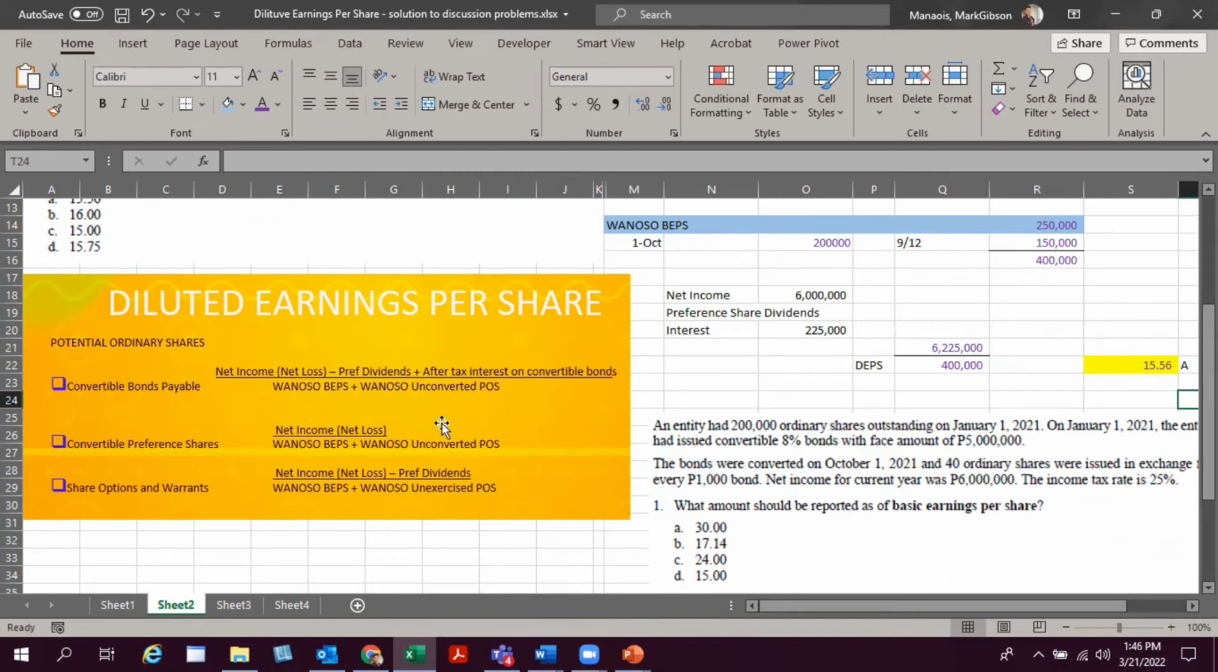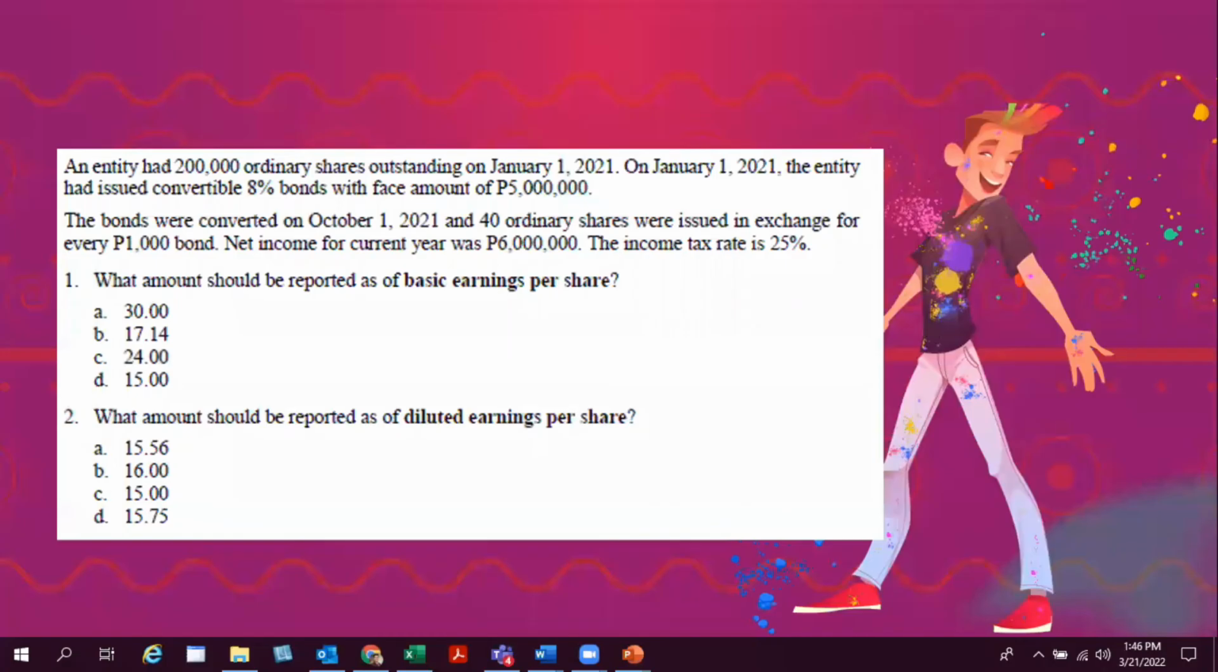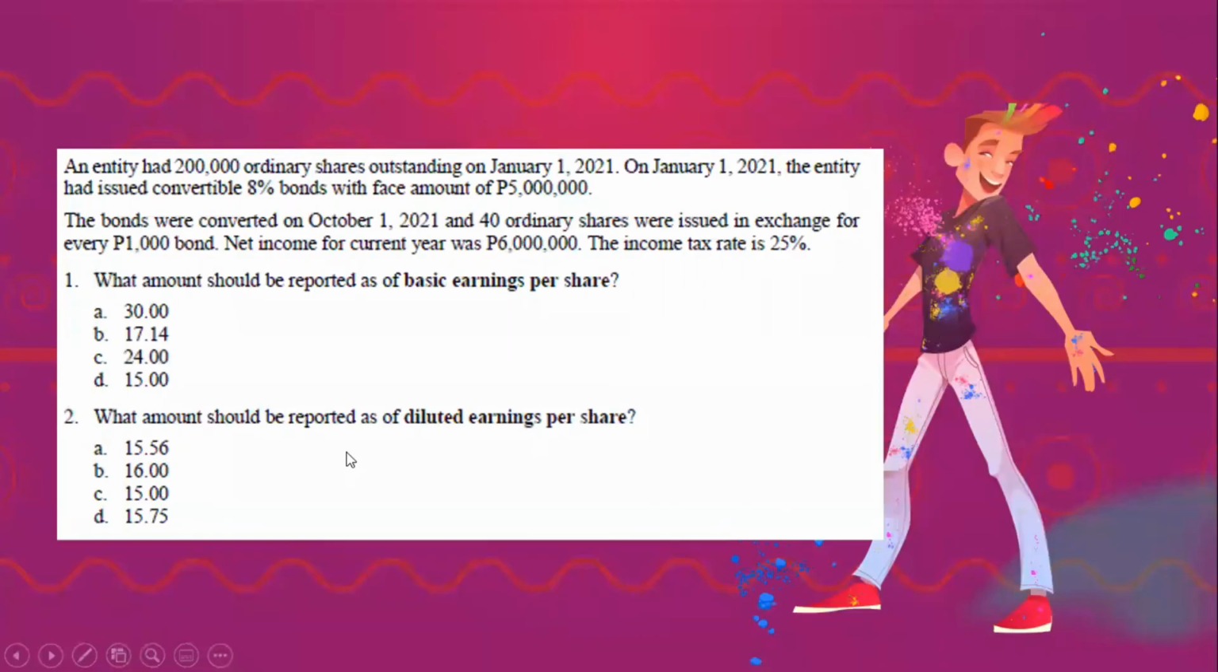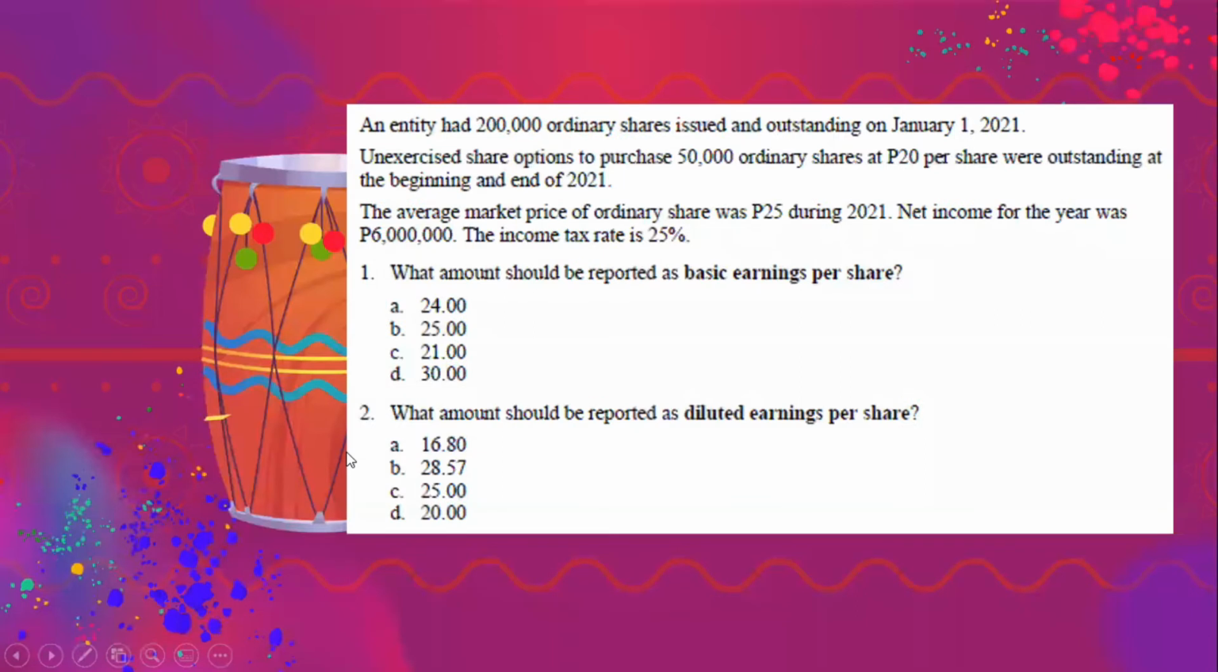Okay, so that's on convertible bonds payable. Let's discuss problem number 2. Let's go to problem number 3. Problem number 3: what amount should be reported as basic earnings per share? And number 2: what amount should be reported as diluted earnings per share? Let me read the problem.